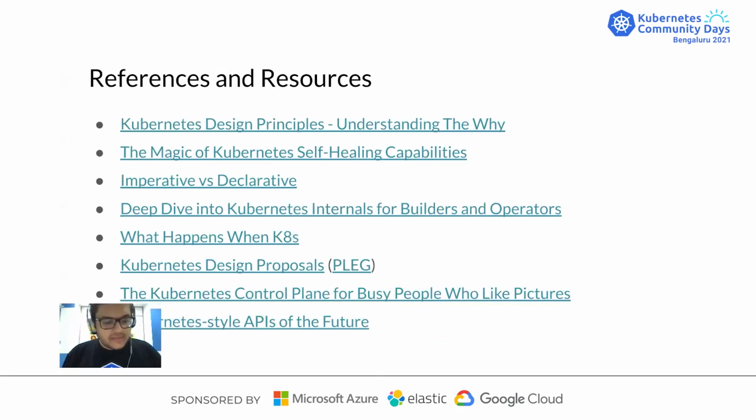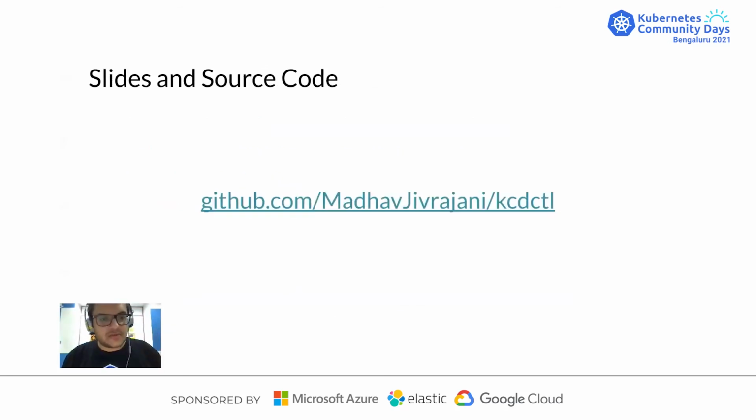So these are the references and resources that I found very helpful. The Kubernetes example of how things work was mainly inspired by this talk, Deep Dive into Kubernetes Internals. I changed a few things to make sure that it aligns with whatever we learned before, and also added a few things to make sure the concept of self-healing is as clearly depicted as possible. But these are some of the resources that I found really helpful. So I would highly recommend checking those out. And the slides and source code for this talk can be found here.